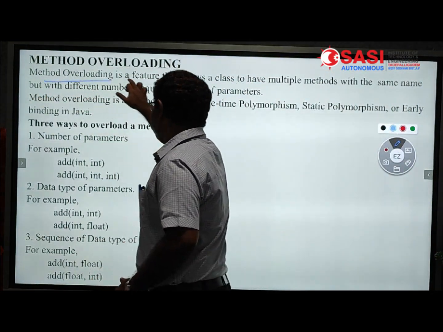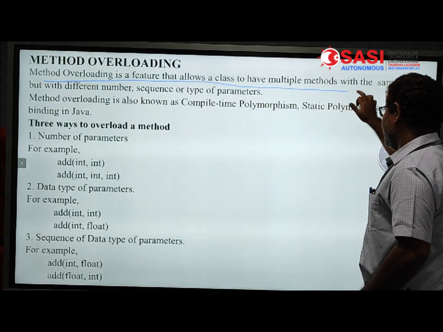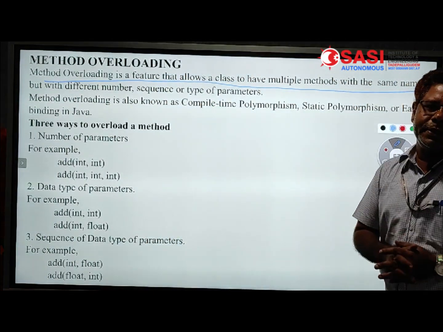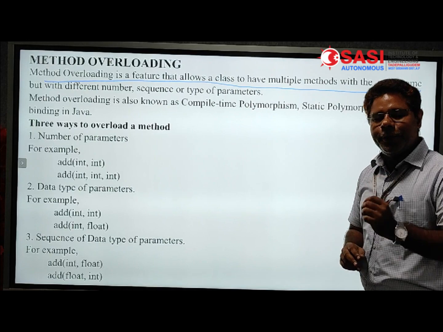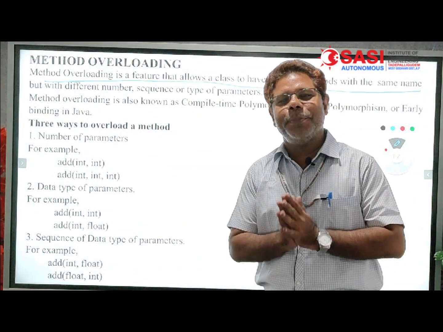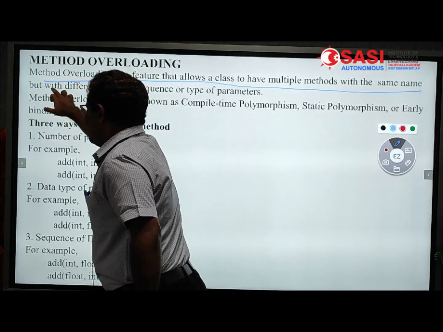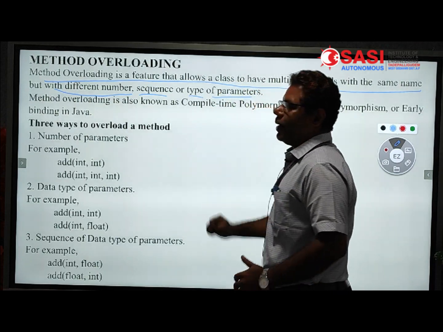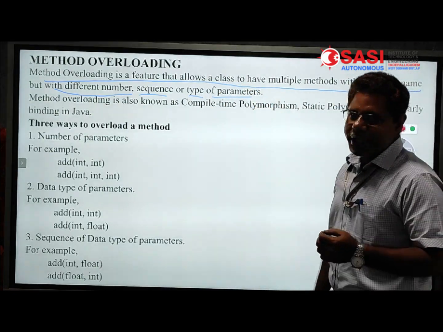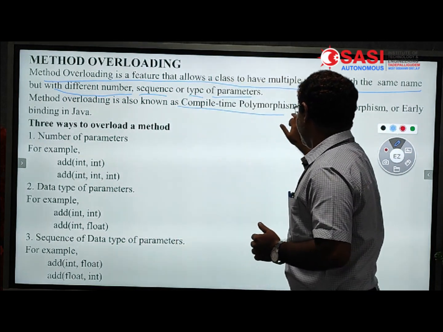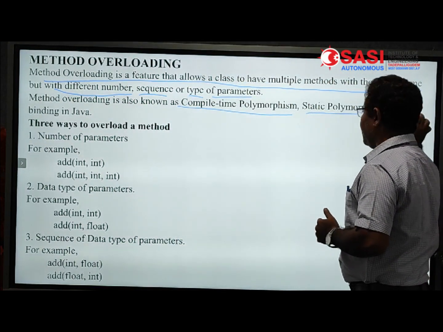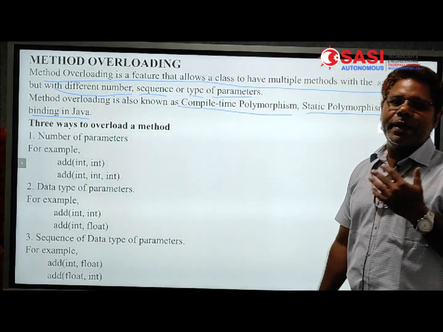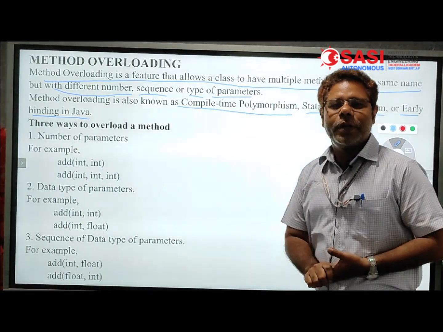Method overloading is a feature that allows a class to have multiple methods with the same name. Simply put, a class allows multiple methods that have the same name but with different number of parameters, sequence of parameters and type of parameters. Method overloading is also called compile time polymorphism, static polymorphism or early binding polymorphism. These are the other names for method overloading.